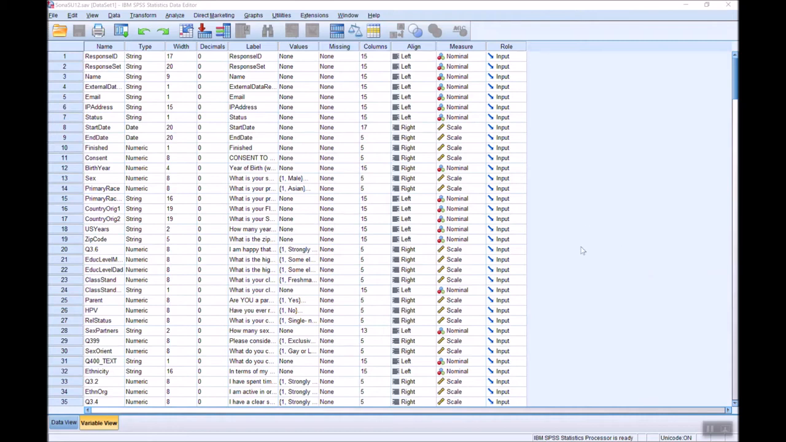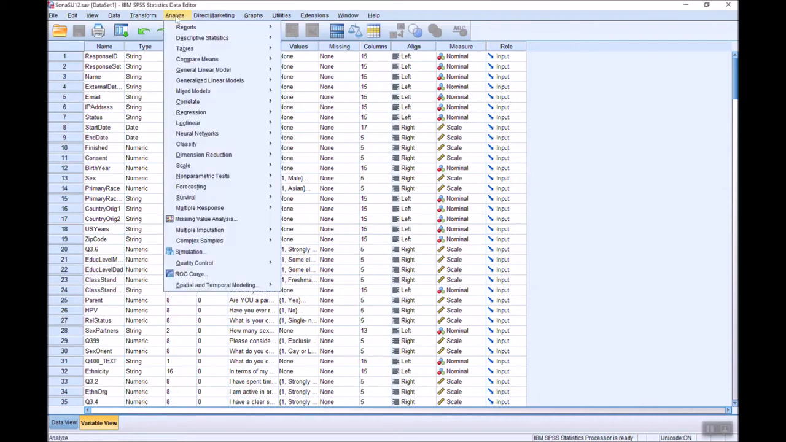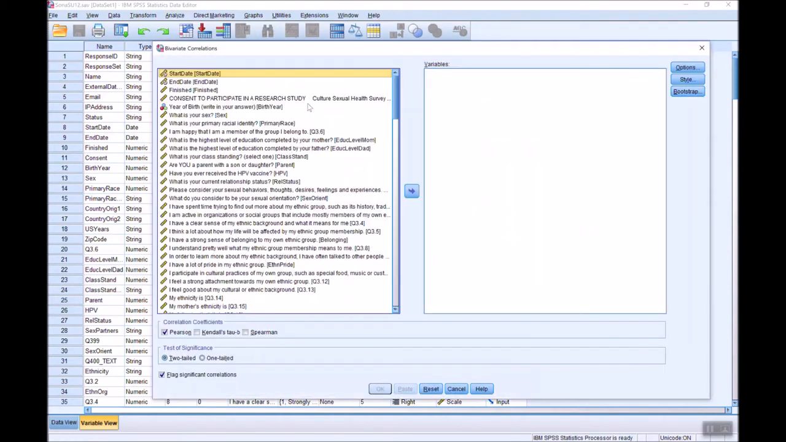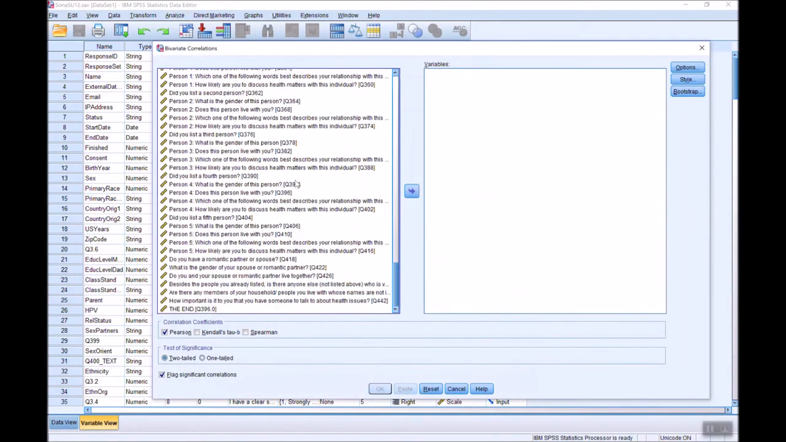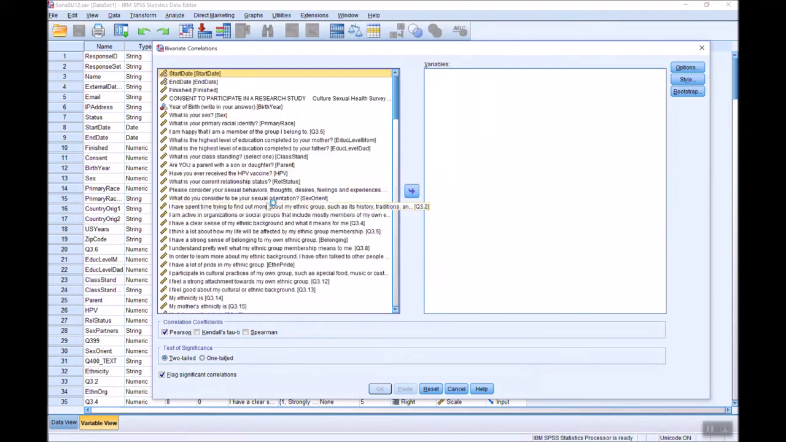So if I wanted to run this correlation, what I would do is go to the Analyze tab at the top toolbar here, and then scroll down until I see Correlate, and then click the first one, which is Bivariate. And so here you see, again, all of the items or variables in the dataset, but I'm only interested in a few.